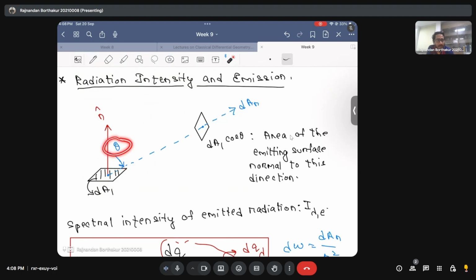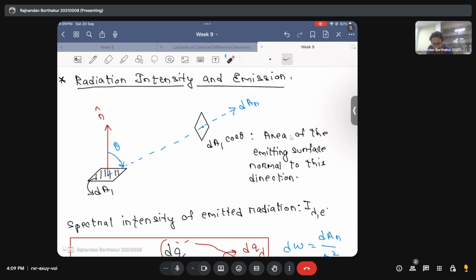This theta is basically a generic polar angle that we are considering, and through this generic angle we are defining an area which we will call DAN. This DAN is nothing but the area of the emitting surface normal to this direction, meaning that this surface basically emits radiation in all possible directions. In order to define the radiation intensity, we pick any generic direction characterized by theta, and then we ask what is the area that is normal to this emitting surface in that particular direction, and that area is given by this DAN.